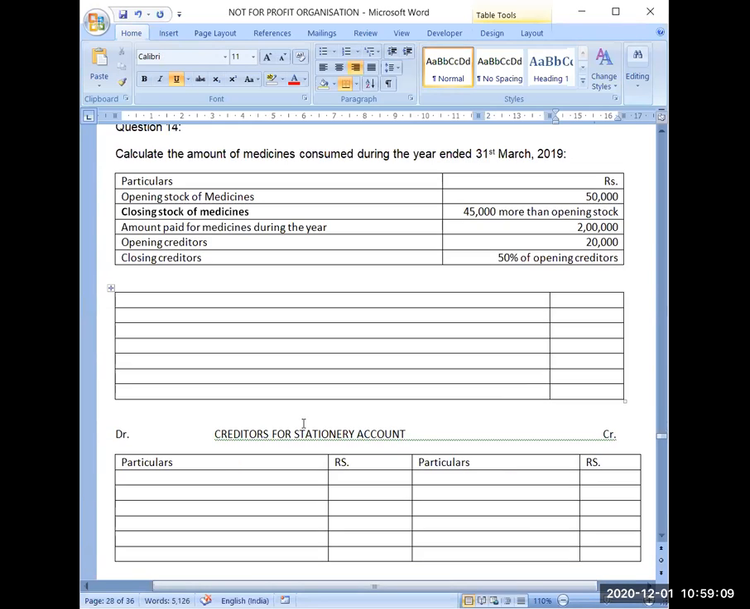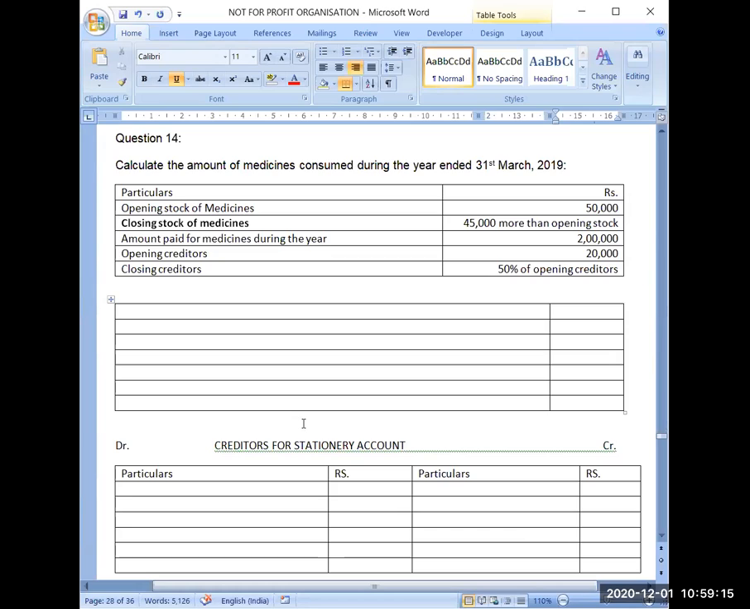Now see the next question. Calculate the amount of medicines consumed during the year ended 31st March 2019. So opening stock of medicines is given, closing stock of medicines is 45,000 more than the opening stock. So obviously if the opening stock is 50,000, then actually it will be 95,000. Then amount paid for medicines 2 lakh. Opening creditors 20,000 and closing creditors 50% of the opening creditors. Now how will we be doing these things?